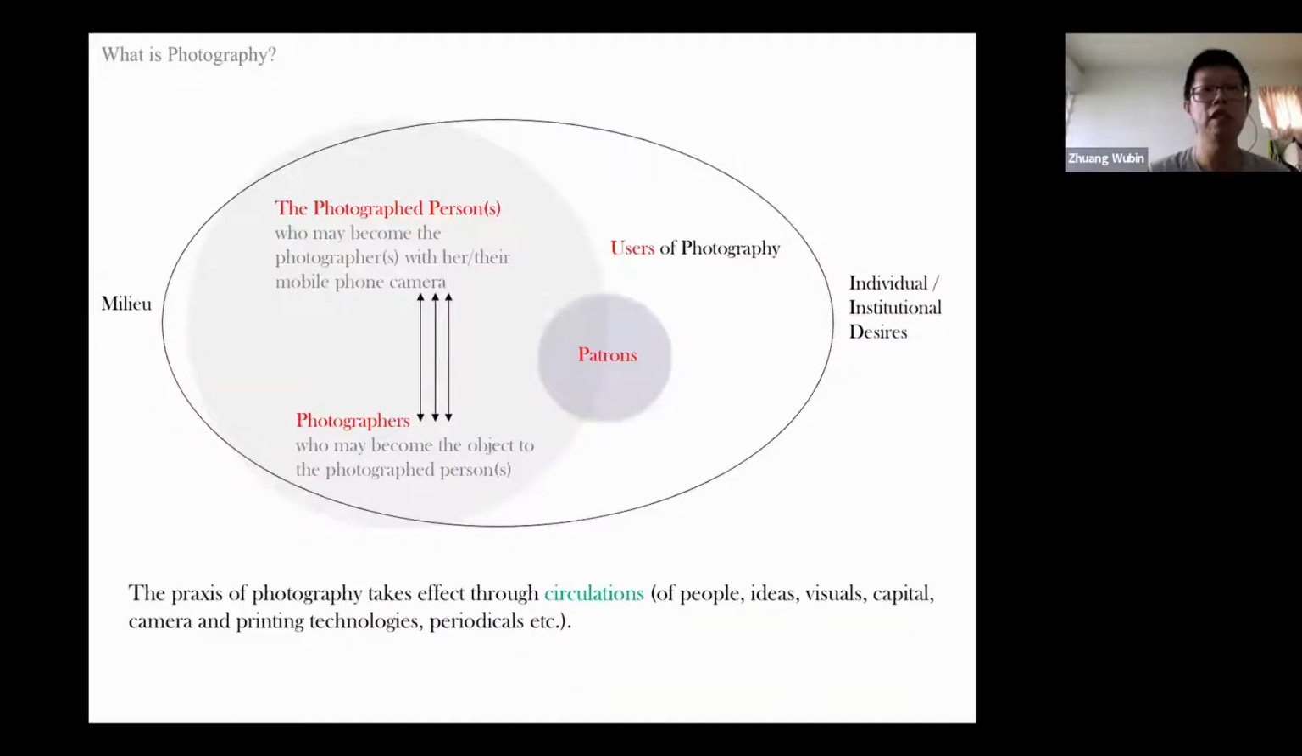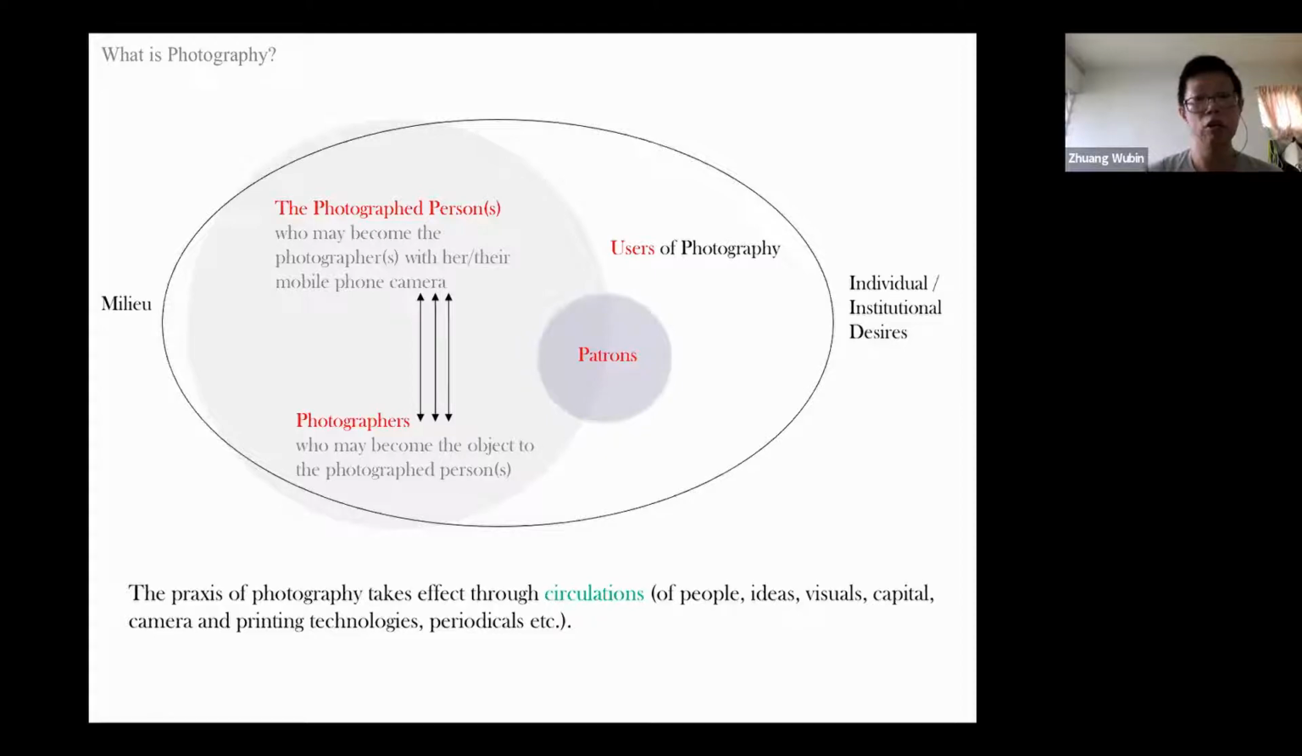So this is a way where I try to visualize my understanding of photography. Of course, this is a model that I'm always trying to work on and change. In the middle, you would see the participants who partake in photography. Intersecting all these participants is the idea of individual or institutional desires. And of course, the use of photography is affected by the broader milieu.